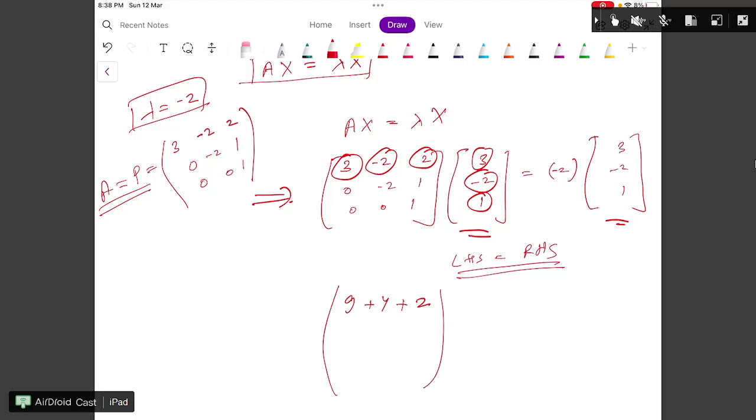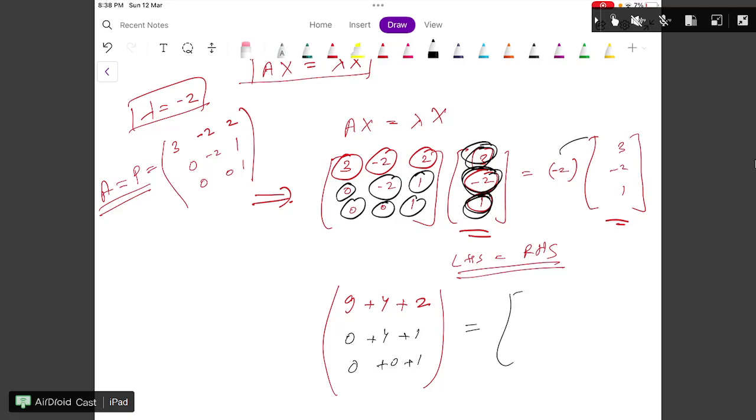Now for the second row, this element into this element is 0. This element into this element is 4. This element into this element is 1. Now for the third row, this element into this element is 0. This element into this element is again 0. Then 1 into this one is 1. And that equals, multiplying -2 inside the given matrix, -6, plus 4, and -2.